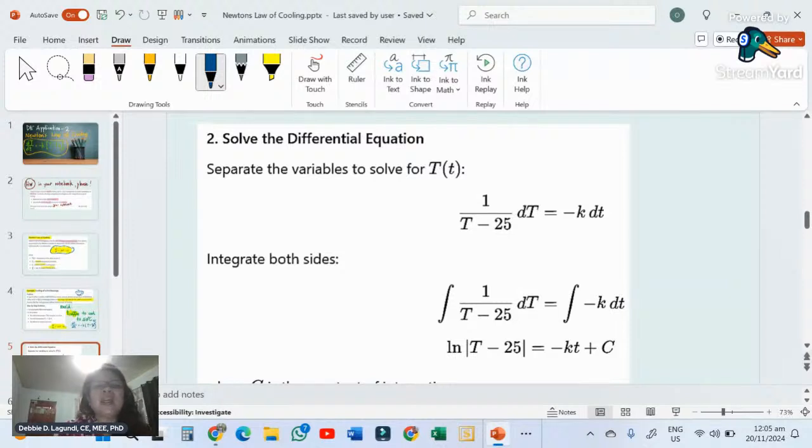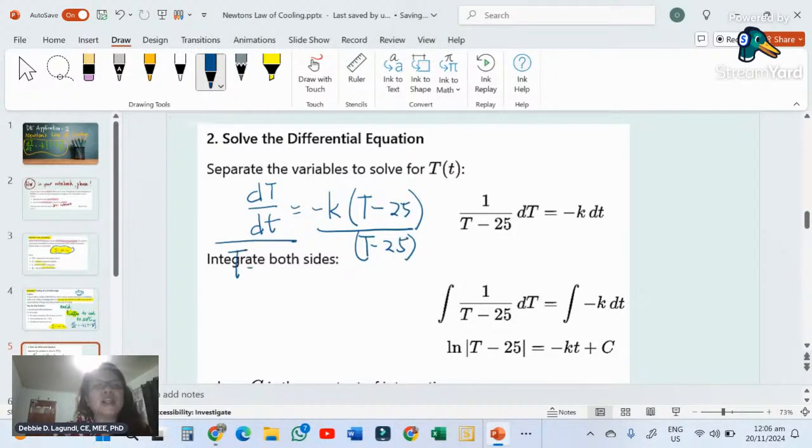Having dT over dt equal to negative k (T minus 25), we're going to rearrange this in such a way that all the big T's are together and the rest will be together. This is in relation to the decomposition and growth. We put the same variables in one side of the equation, and the other on the other side. So we have to kick out T minus 25 at the right side, so we divide both sides by T minus 25.